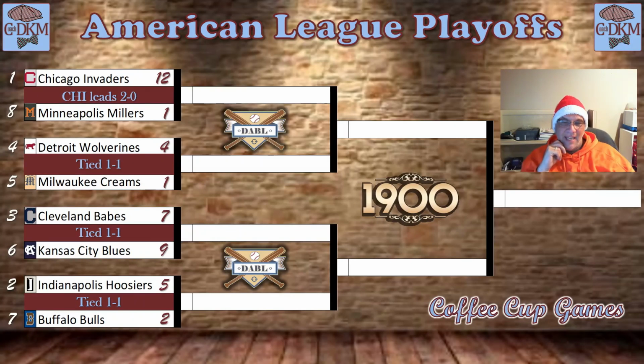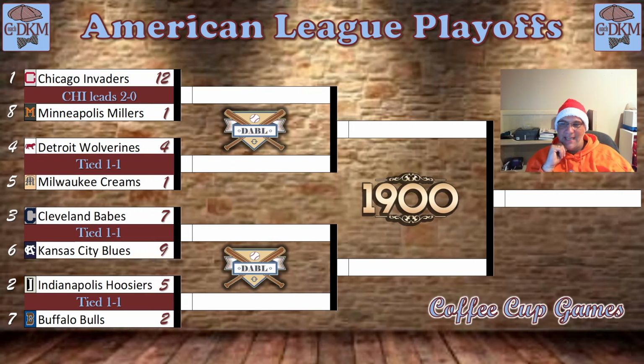So our second day of games are done in the American League, and here's where everything stands from today's results. The Chicago Invaders, the number 1 seed, destroyed the number 8 Minneapolis Millers 12-1. Chicago leads the series 2-0, the only team in the American League to actually be leading their series. In the second series, the Detroit Wolverines bounced back from their first game loss against Milwaukee. Detroit won 4-1. Cleveland Babes, the number 3 seed, is the only home team to lose today as they lost to Kansas City 9-7 as Kansas City tied up the series 1-1.